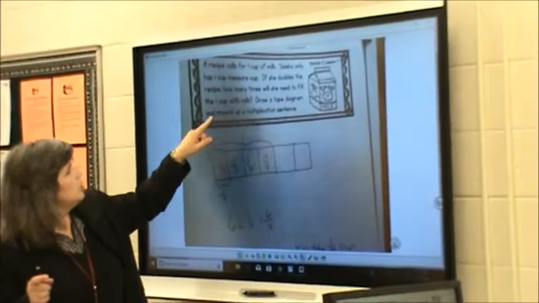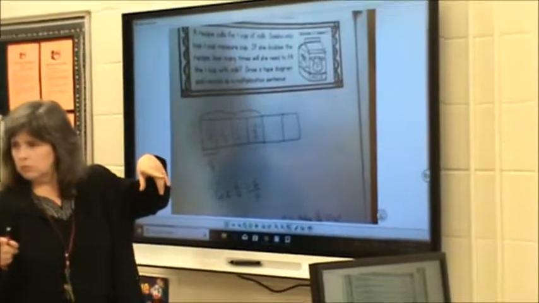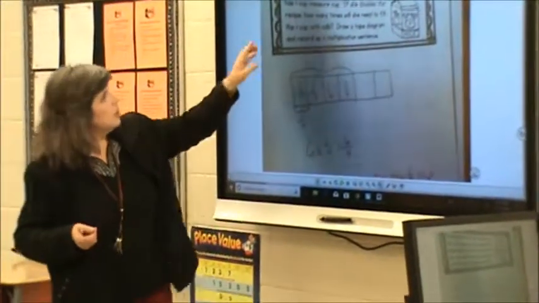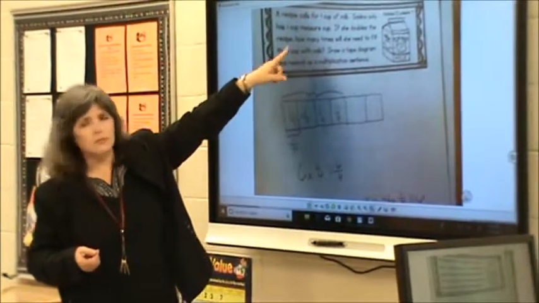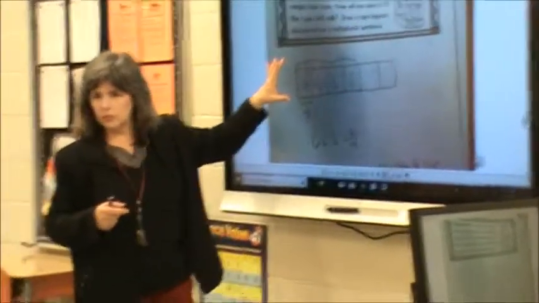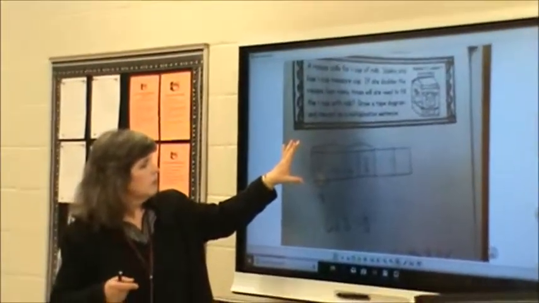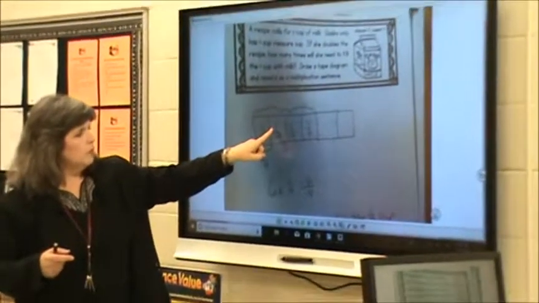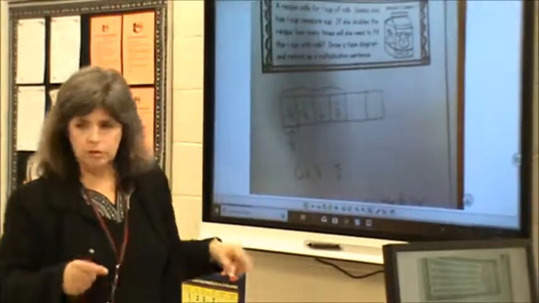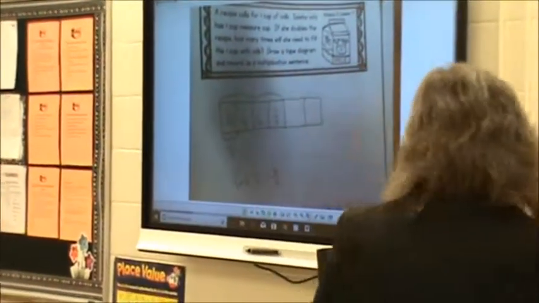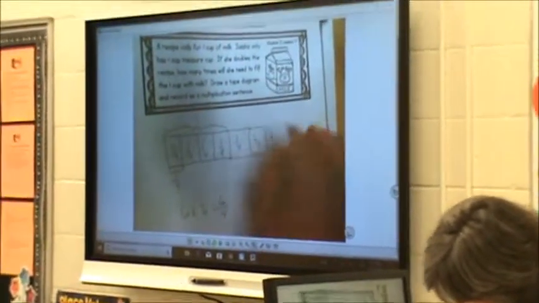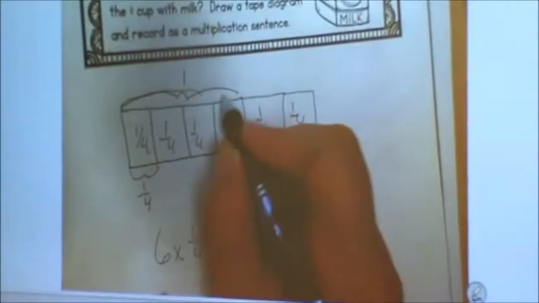Now, how many times will you have to fill the 1/4 of a cup with milk? Let's say we need 1/4, 3/4. How many times? 2 times. So let's look at this one. Let's just do the whole first. So we have 1/4 and 1/4 and 1/4. Is that 3/4? But you've got to do 3/4 twice. So here's one whole. Here's another 1/4. Here's another 1/4. So what you've done is 3/4 here and 3/4 here.